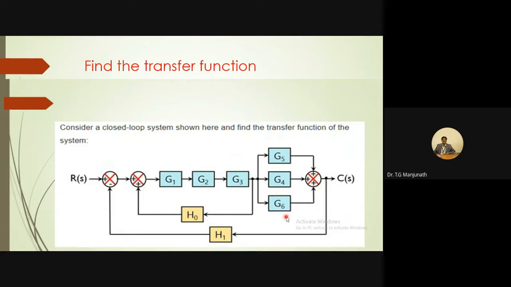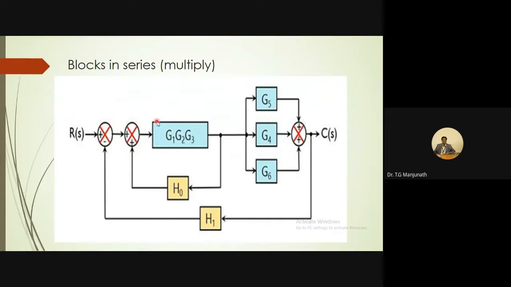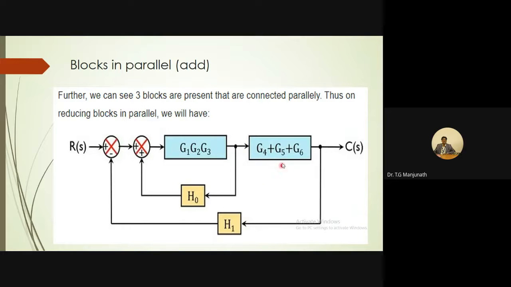So this is the first step. Let us go for simplifying this. Here you can observe blocks in series, so multiply. I have made it into a single block of value G1, G2, G3. This is the first step. Second step, let us simplify the block values which are in parallel. In parallel, you have to add the block values. So see the next diagram. Everything remains the same. 3 blocks are in parallel, hence reducing it into a single block of value G4 plus G5 plus G6.